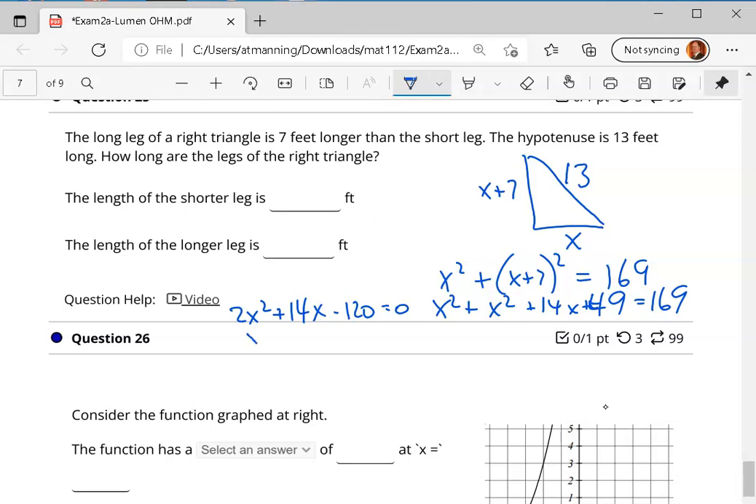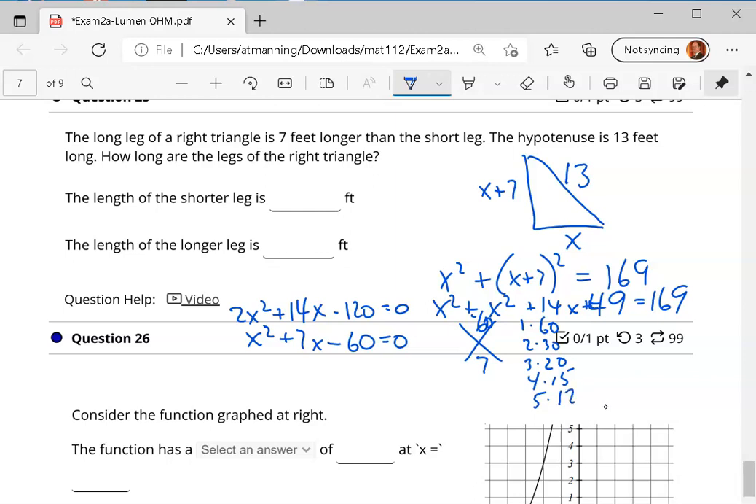I can factor out a 2. x squared plus 7x minus 60 equals 0. I could do the quadratic, but it didn't say I had to. I can factor this. So again, two numbers multiplied give us minus 60 and added together give us 7. Well, 60 is 1 times 60, 2 times 30, 3 times 20, 4 times 15, 5 times 12. Ooh, the difference is 7 there.